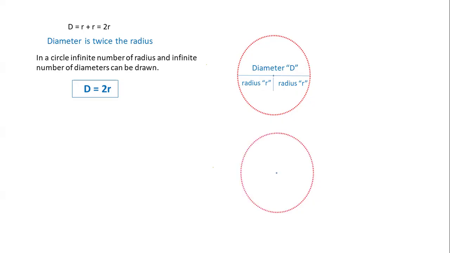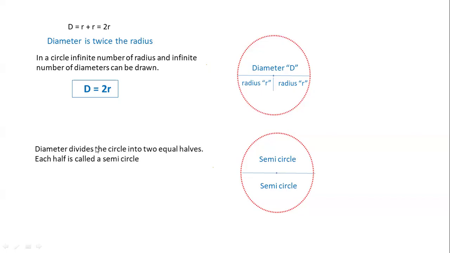Now look at the circle. So this is the diameter. Once you draw this diameter, the circle gets divided into two parts. Each part is half of the circle and that is why it is called the semicircle. So the diameter divides the circle into two equal halves. Each half is called a semicircle.